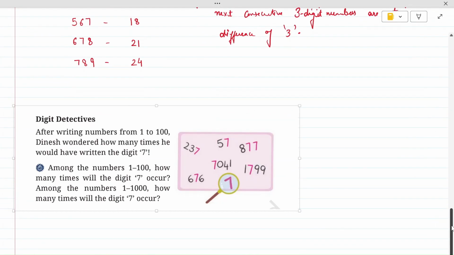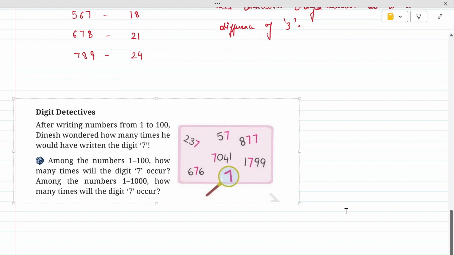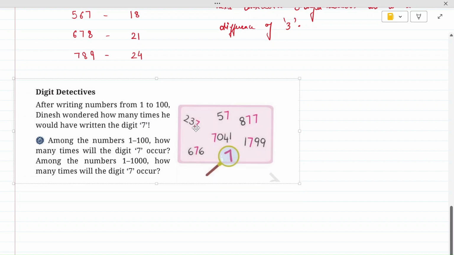Now, the last topic of 3.4, we have digit detectives. I'm just moving it here. Okay, so let's see what it says. After writing the numbers from 1 to 100, Dinesh wondered how many times he would have written the digit 7. So this is the first part which we have to find. Among the numbers 1 to 100, how many times will the digit 7 occur? We have to find out how many times 7 is coming. This is the first part.